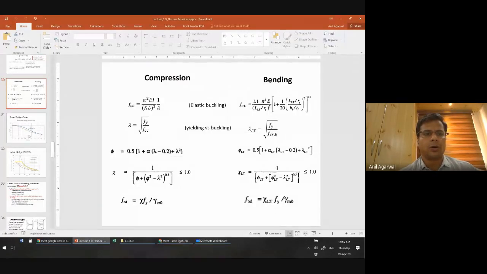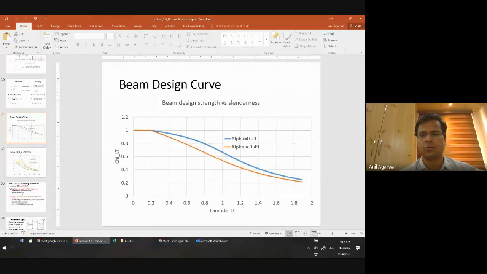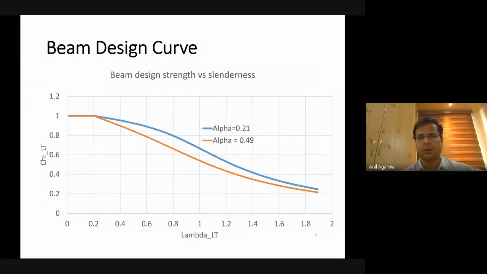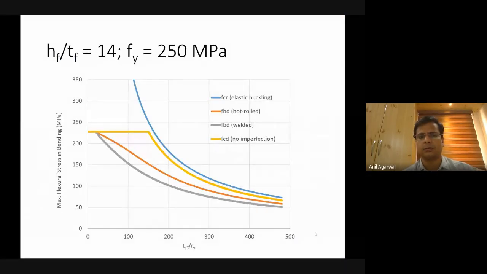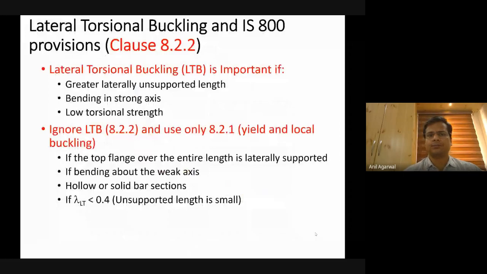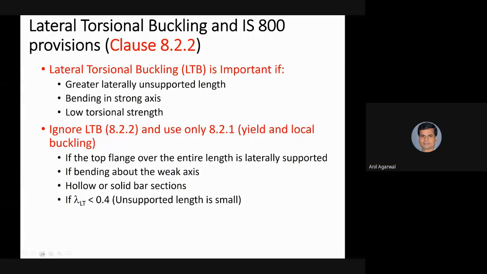All right. So yesterday we saw these two plots. I have just plotted them again in today's presentation. And this is the summary of the cases where you don't have to consider lateral torsional buckling, even though the beam may be unrestrained, right?